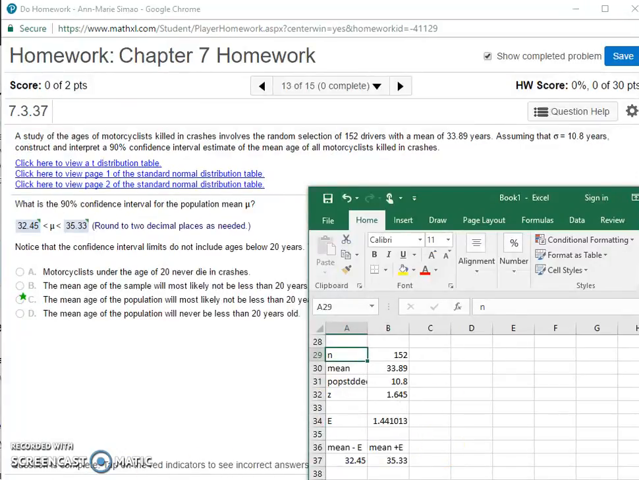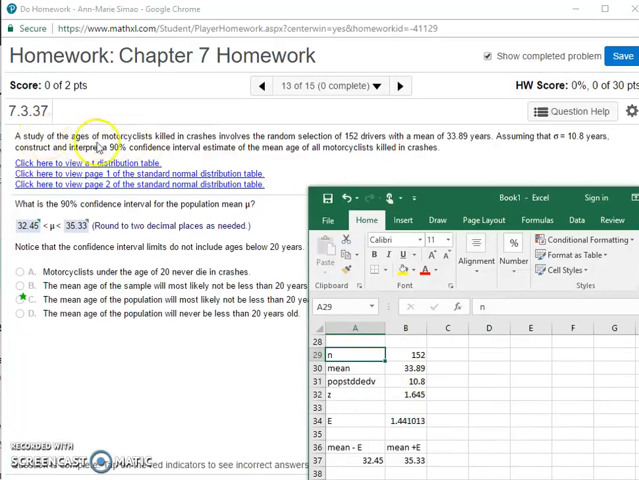So on this one, it's going to tell me a study of the ages of motorcyclists killed in crashes involves a random selection of 152 drivers. That means my n is 152. My mean age is 33.89. So my mean is going to be 33.89. Population standard deviation is 10.8. And it's going to tell me to construct a 90% confidence interval.